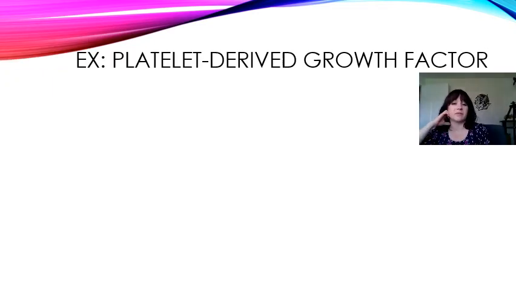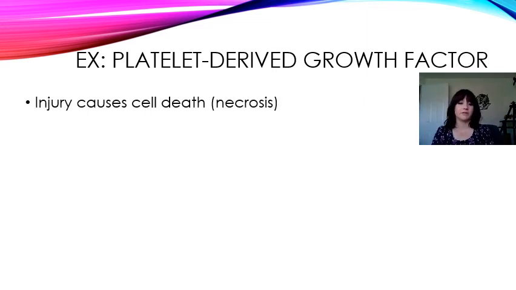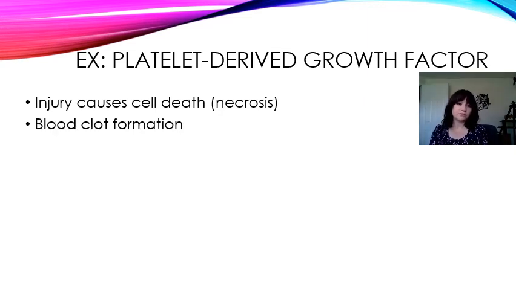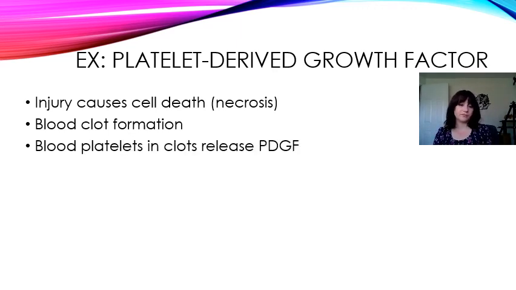Let's look at another example, platelet-derived growth factor, or PDGF. Normally, if there's an injury to the body, it's going to cause cell death by necrosis, and there's also going to be blood clot formation. Now, these blood clots will release PDGF, and what this is ultimately going to do is start cell proliferation for this tissue to heal itself. So the blood platelets in this clot release this growth factor, hence why it's called platelet-derived growth factor.